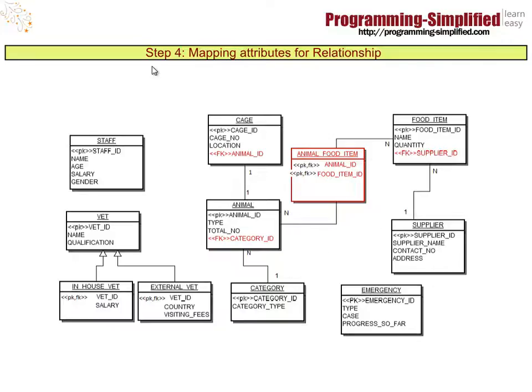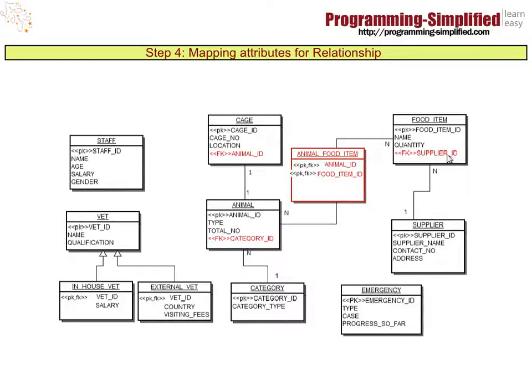So here's the outcome of step 4 in which we map the attributes for relationship. So for one-to-one relationship, we introduce the primary key of one side, that is we introduce the primary key of animal, that is animal ID over here as foreign key. For one-to-many relationship between animal and category, we introduce the primary key category ID mentioned over here on this side, that is on the many side as the foreign key.